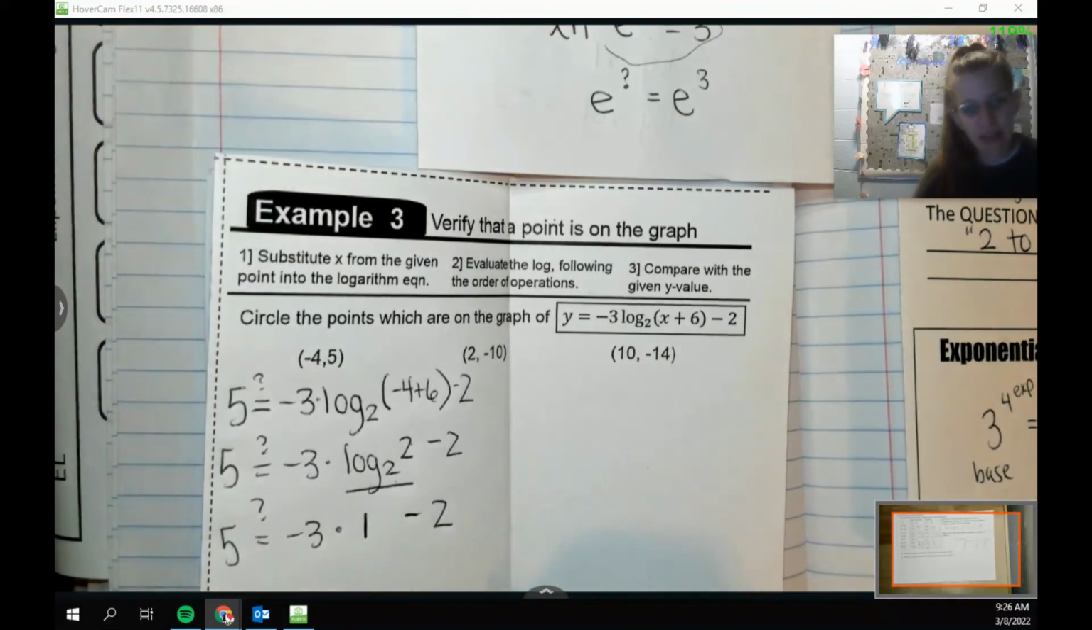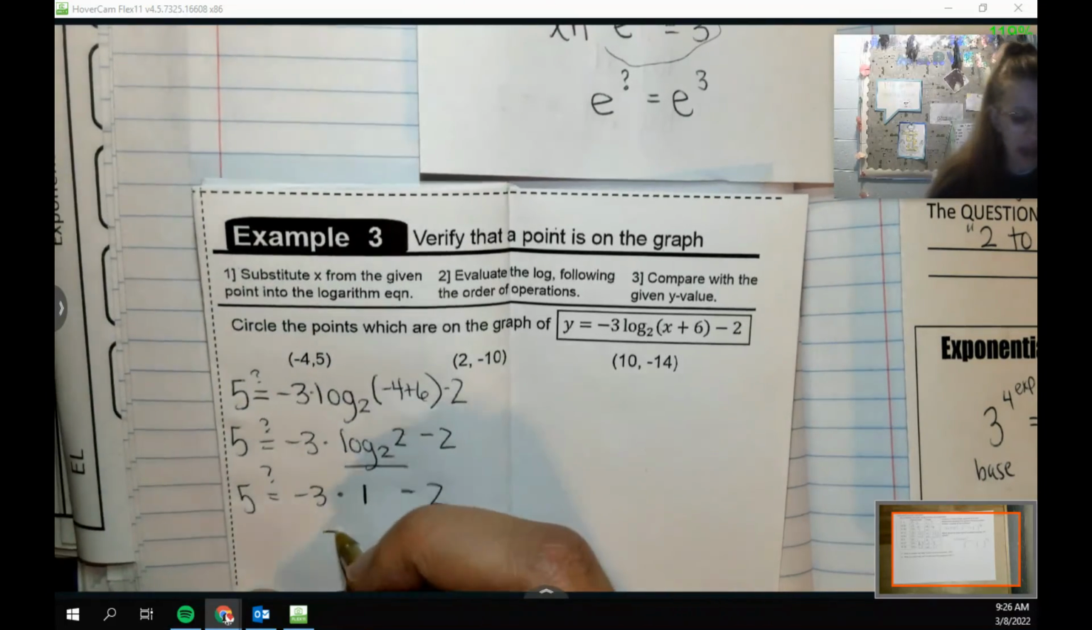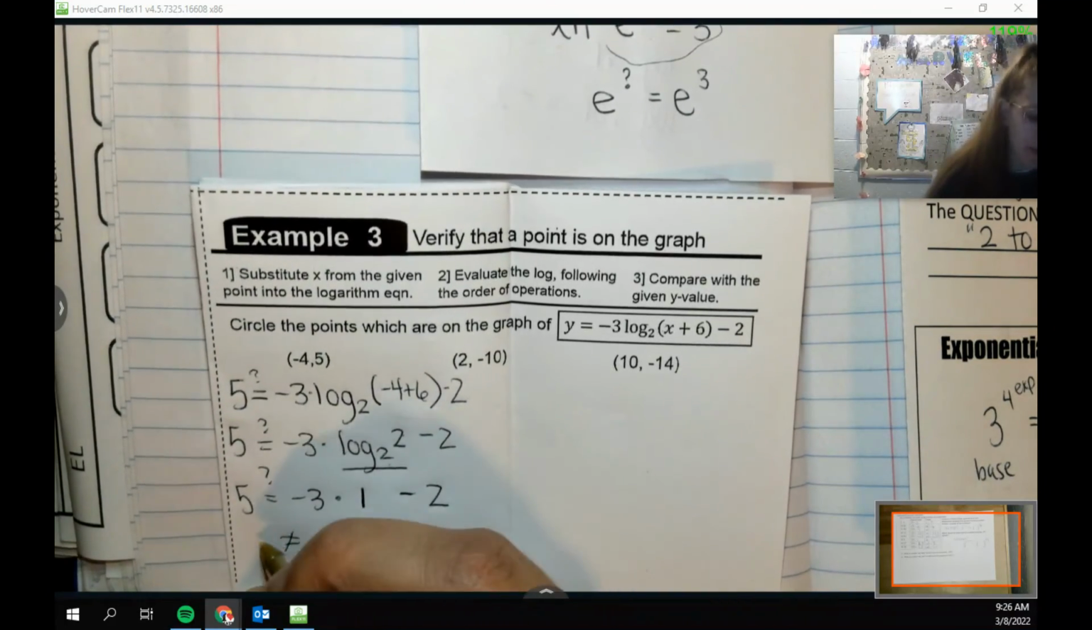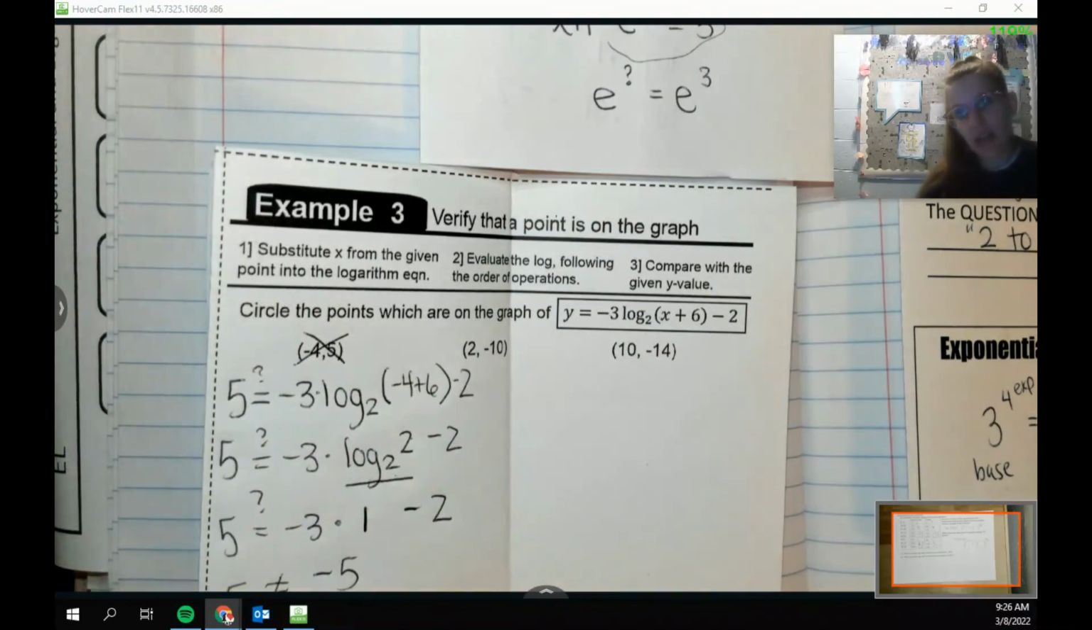And now we're back in easy land. So I just have -3 times 1, which is -3 minus 2 is -5, which is not +5. So this is not on the graph because they do not equal out.